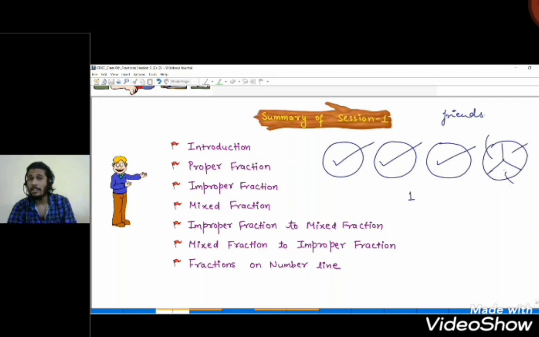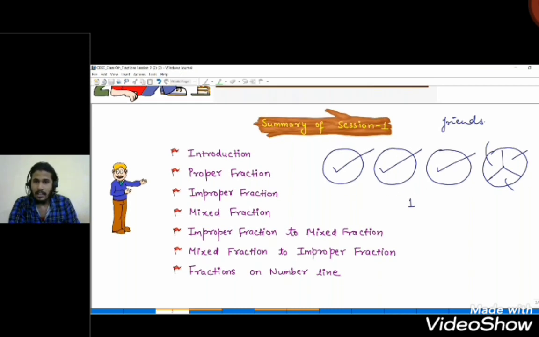What is the fraction share of each friend? It is 1 by 3, because if we apply the concept of part by whole, that becomes 1 by 3. So they ate 1 complete cake and then 1 by 3 more. So what is the fraction of the cake that each friend got? That is 1 plus 1 by 3, which can be written as 1 whole 1 by 3, and this is the form, students, stay focused, which is called the mixed fraction. Do you get the concept of mixed fraction, students?